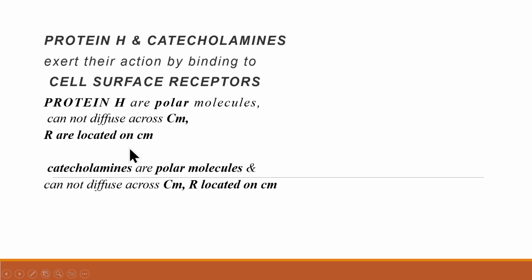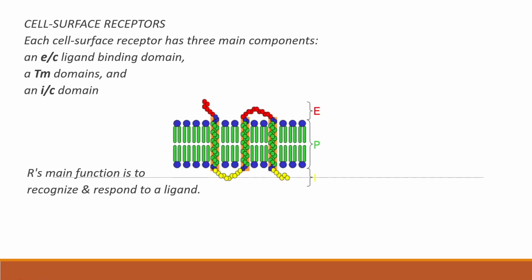Similarly, the catecholamines like epinephrine, norepinephrine, and dopamine are polar molecules. They also cannot diffuse across the cell membrane, so their receptors are located on the cell membrane.